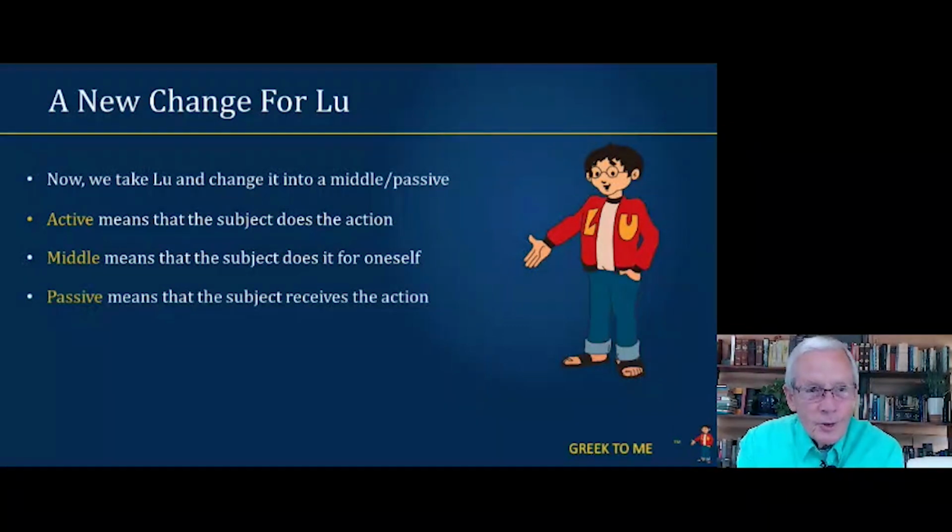Now we take lu and change him into a middle passive. The active voice means that the subject is the one doing the action. The middle means that the subject is still doing it, but the subject is doing it for oneself. And passive voice means that the subject is receiving the action of the verb.